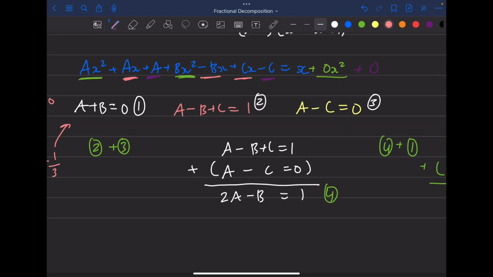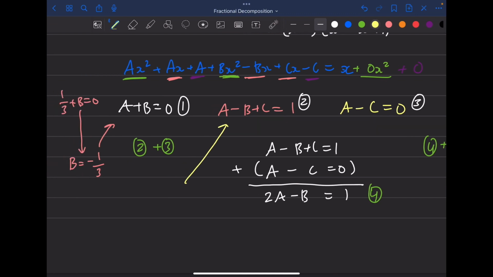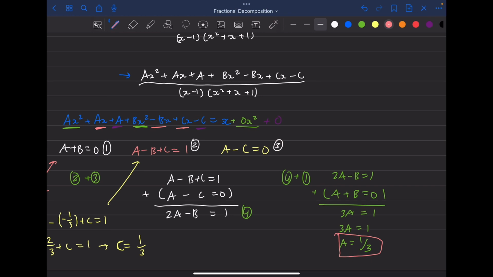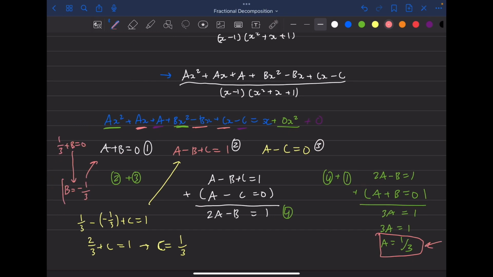And now since we know a and b, let's find c. We know that a is 1 over 3, b is negative 1 over 3, so 1 over 3 minus negative 1 over 3 plus c equals 1. So this is 2/3 plus c equals 1. In other words, c is equal to 1 over 3. Once again, this is just algebra after finding the three equations to find what each of a, b, and c are. And that's it. So once again, quick recap: a is 1 over 3, b is negative 1 over 3, and c is 1 over 3 as well.